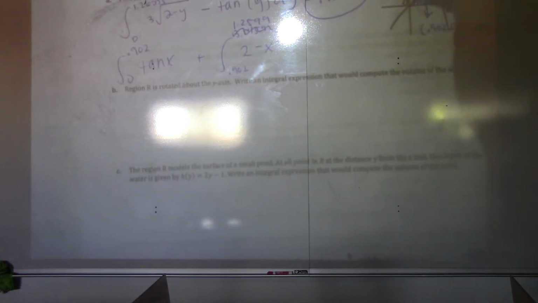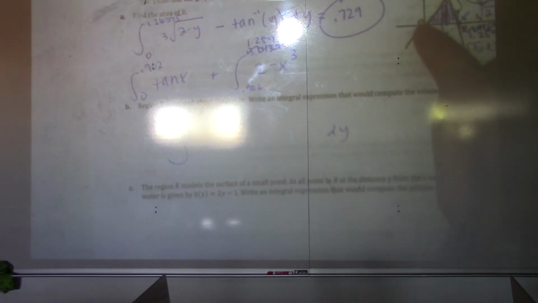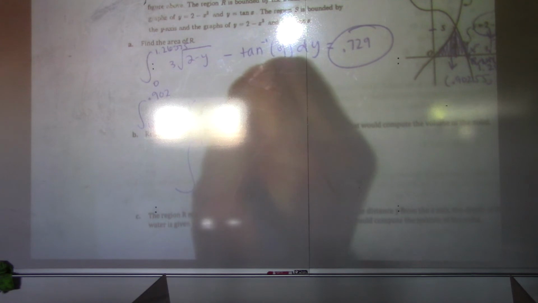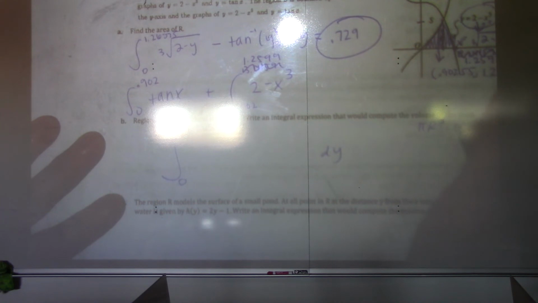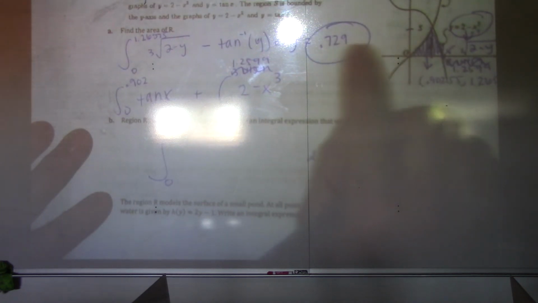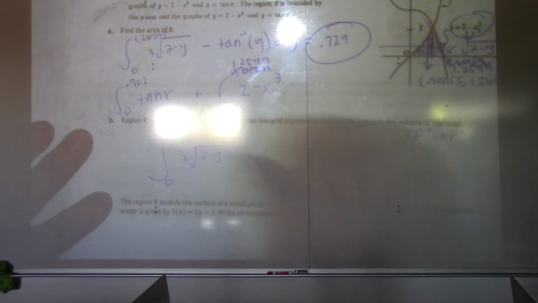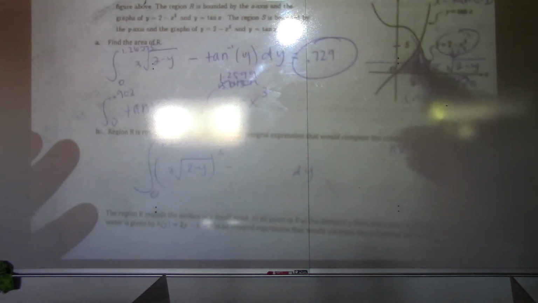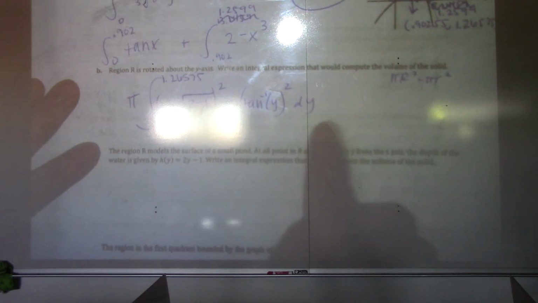Alright, region R is rotated about the y-axis, so I need to have it in terms of dy. So I need to have from 0 to this y point, which we already said the y value was 1.26575. And then we want to do pi r squared minus pi r squared, right? We're doing the washers, outside function minus inside function. So my outside function is the cubic, but I need it in terms of y, so it's going to be cube root of 2 minus y squared, minus inside function, which we decided was tan inverse y squared, with the pi. So pi outside squared minus inside squared dy.